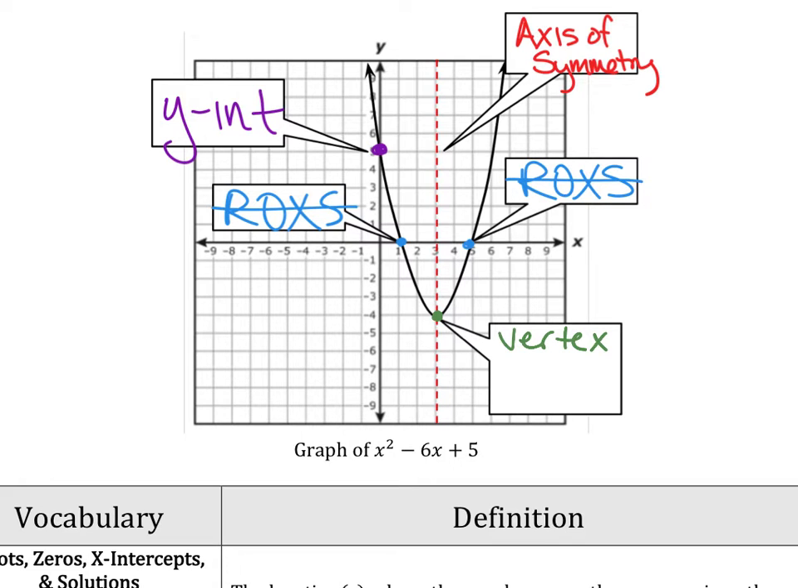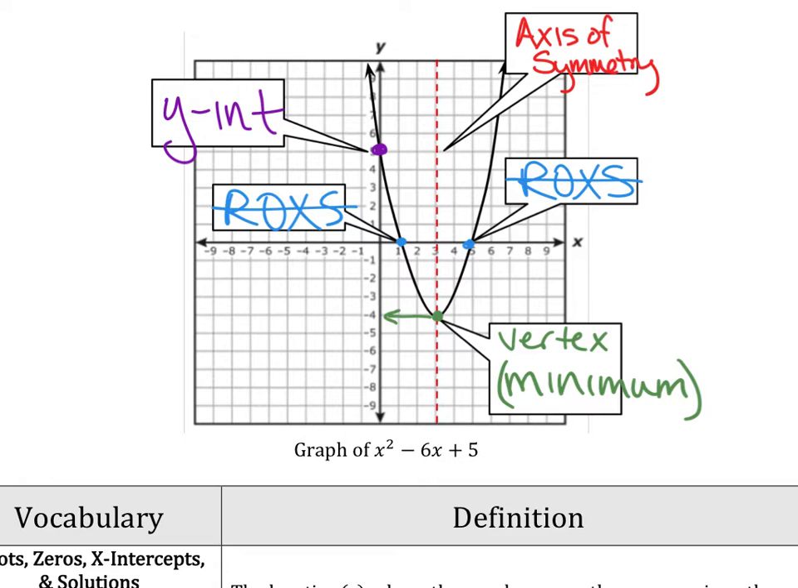What does the word maximum mean? Tallest, biggest. What does the word minimum mean? Lowest or smallest. So this vertex is a minimum. Your graph will either have a vertex that is a minimum or a maximum. The reason that's important is that we need to be able to tell the lowest value it goes to. How low or how high does it go?